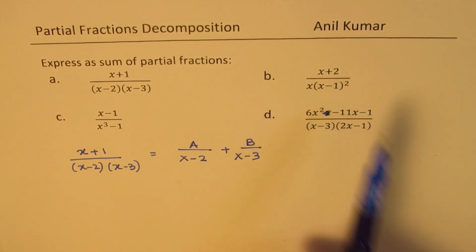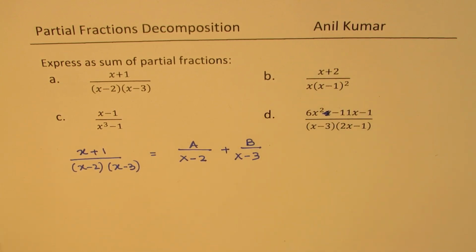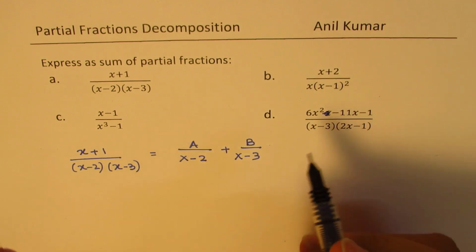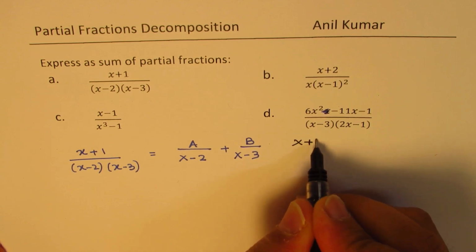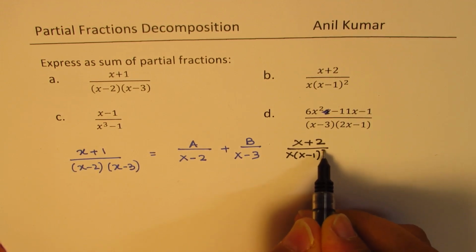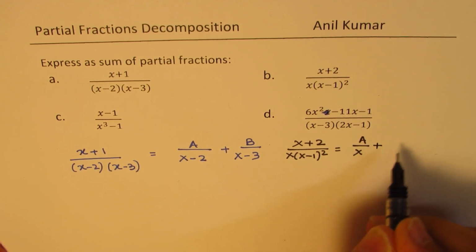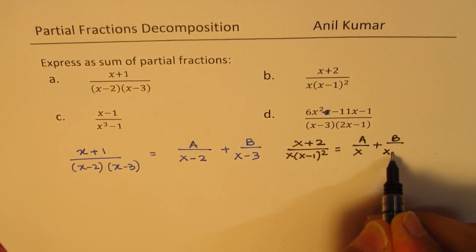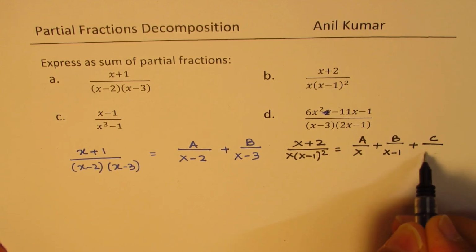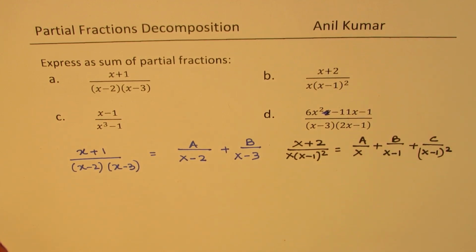Now in part B, I've taken a case where the factors are being repeated, right? So in that case, we will have to have 3 parts. So we could write this as, let me write here in a different ink, (x plus 2) over x times (x minus 1) whole square will be written as a over x plus b over (x minus 1) plus c over (x minus 1) whole square, correct? So that is how you are going to decompose it. Is that clear to you, right?